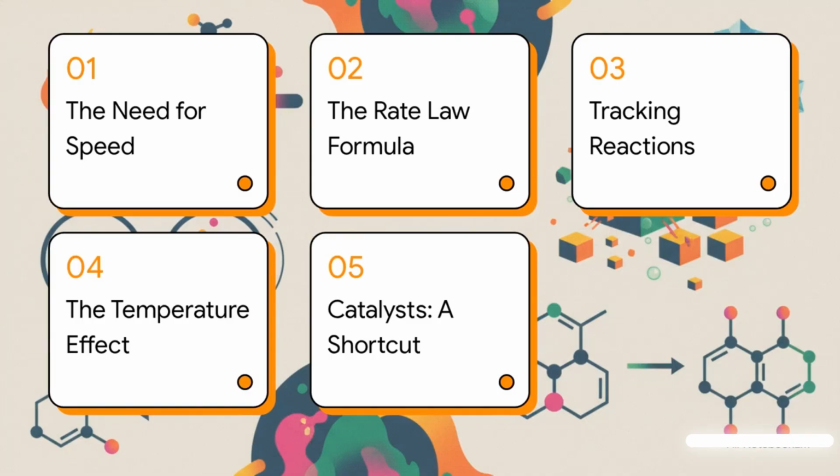All right, so here's our game plan. We're going to build this whole picture from the ground up. We'll start with just how to measure reaction speed, then we'll uncover the formula that actually predicts it. Then we'll get into the fun stuff, using a little calculus to track a reaction's progress. And finally, we'll look at the two big ways we can control speed: temperature and catalysts.